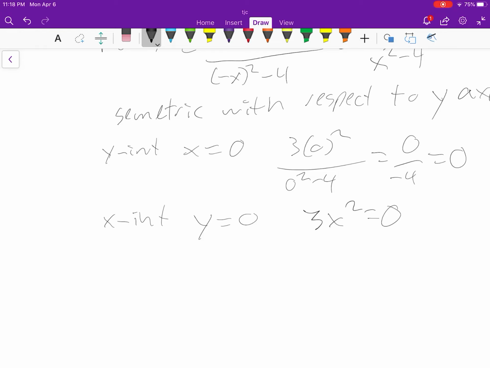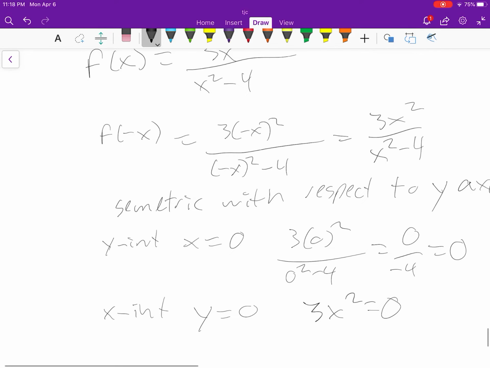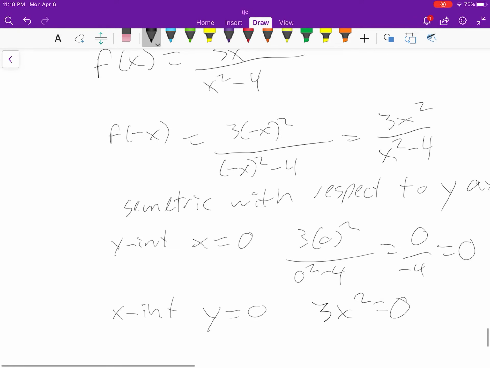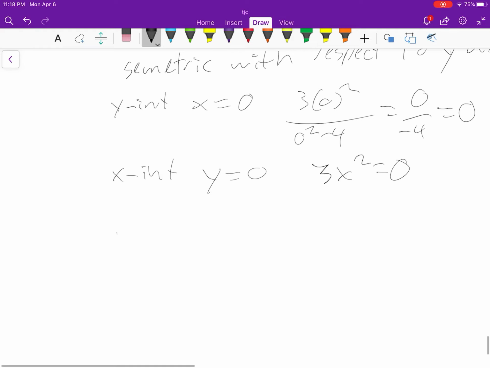Now we have to find all the asymptotes. So let's look at this function. I'll write it again down here.